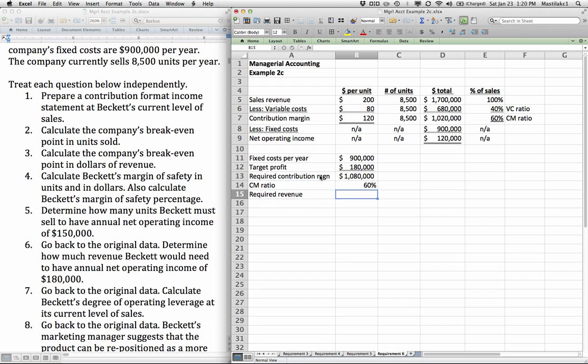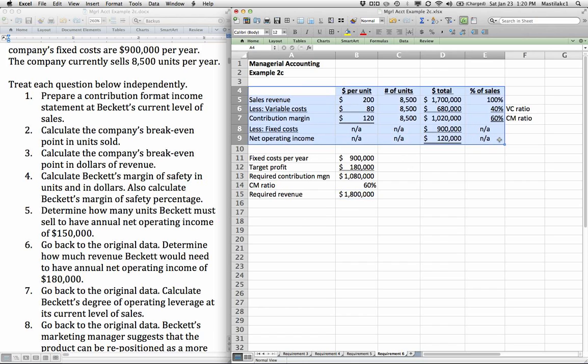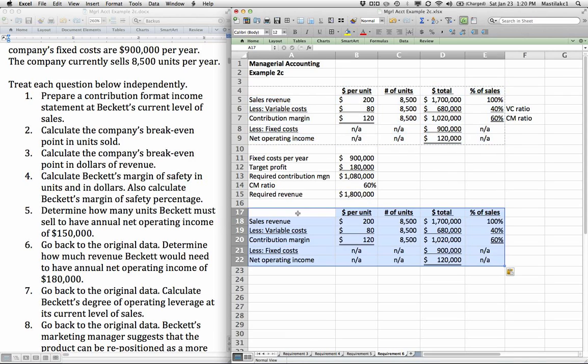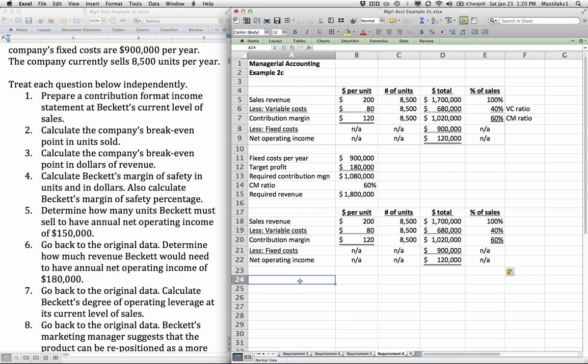And that will give us our required revenue. So we divide $1.08 million by 60%, and that tells us that if we earn $1.8 million of revenue, we will have $180,000 of target profit. And again, we can confirm this and use the complete contribution format income statement approach to demonstrate it.